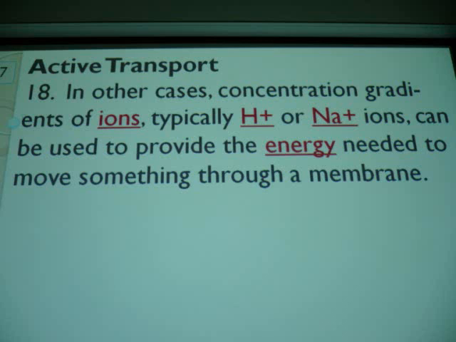Now, ions, especially sodium and hydrogen ions, are also used to provide energy. And when we discussed glycolysis and the electron transport chain and how that works, you're going to see how ions can drive a process to actually make ATP.